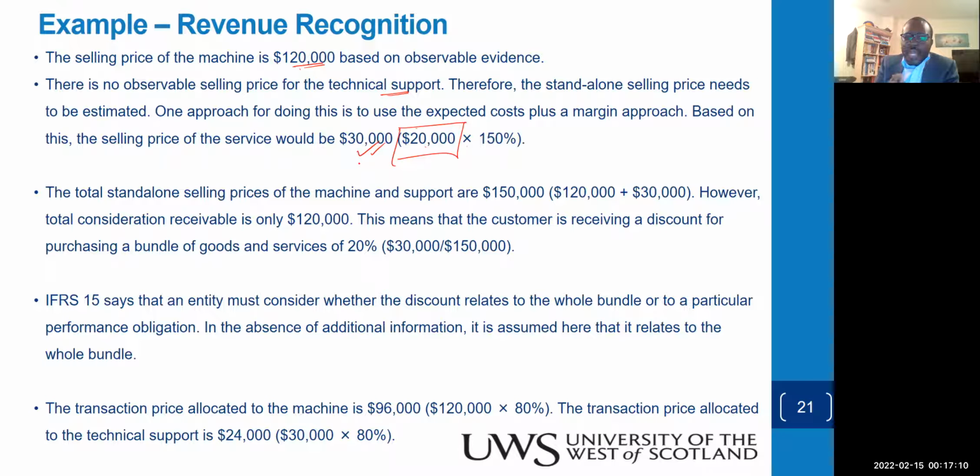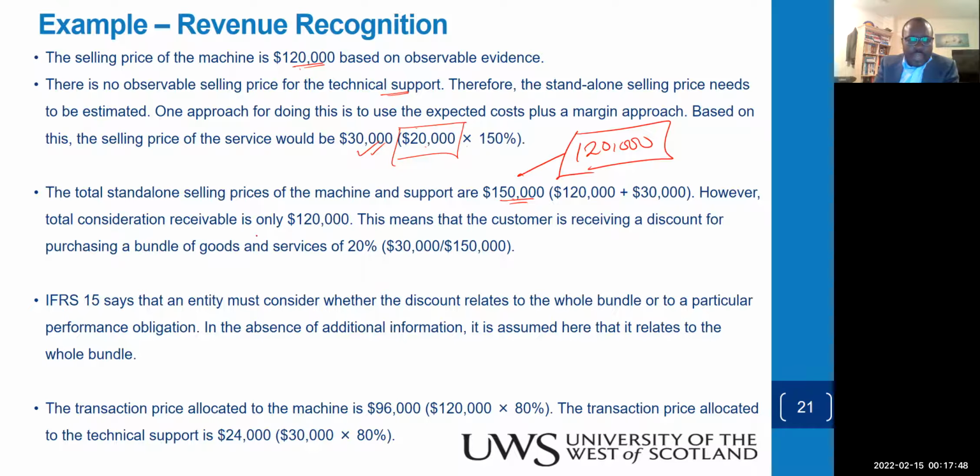So one approach is to use the margin approach. We know the cost markup, the percentage that we add to it to make our profit. So we are going to be getting 30,000 for the support. Now the total standalone price of the machine and support should have been 150, but we gave it to this customer for 120. What comes to mind here? It looks like we've given this customer some discount. Because he's buying the machine altogether, we've given him an extra 30,000 for free.